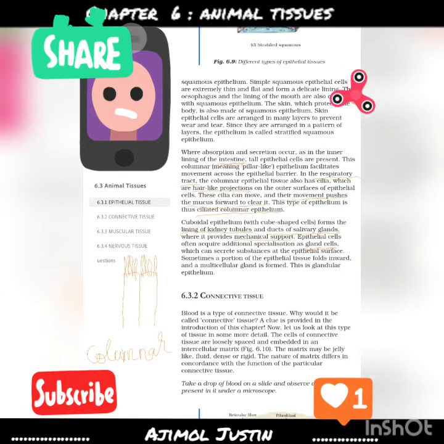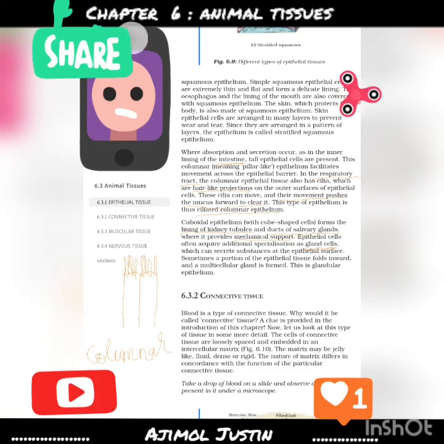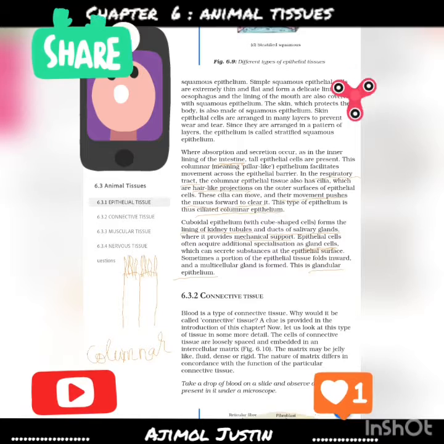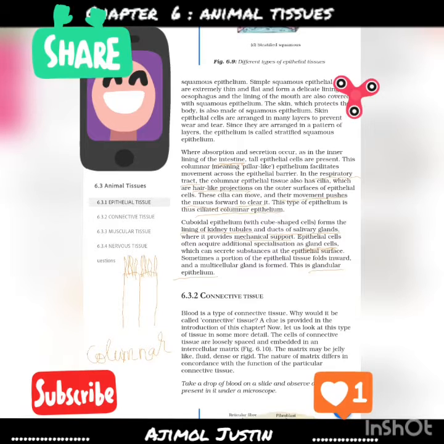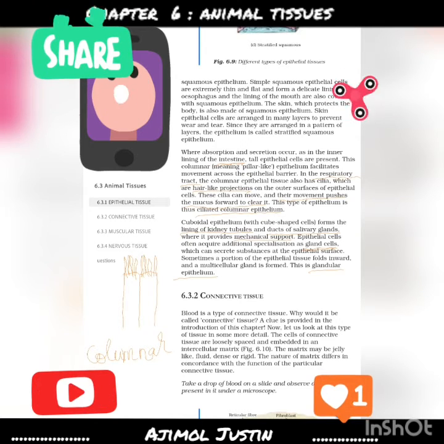Sometimes a portion of epithelial tissue folds inward and a multicellular gland is formed, and that is called glandular epithelium. Certain specialized epithelial cells which form glands are called glandular epithelium. So that was all with epithelial tissue.